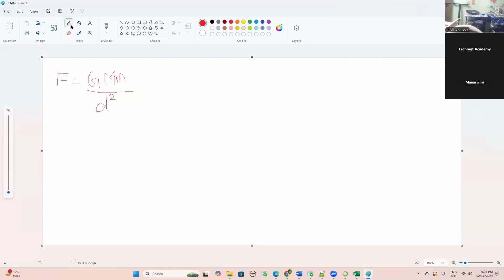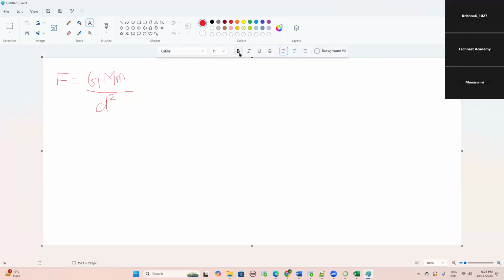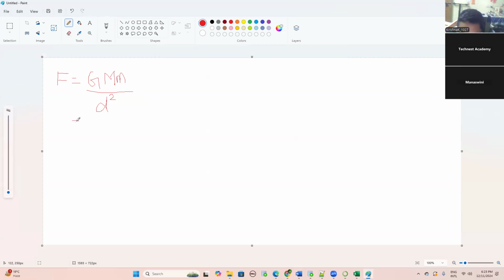Okay. Now we can write here F into d square equals to G M into M. Can we write like this? Yes, sir. Okay. Now further, if I move this M into M to the left side, what will it become? F d square by M M.